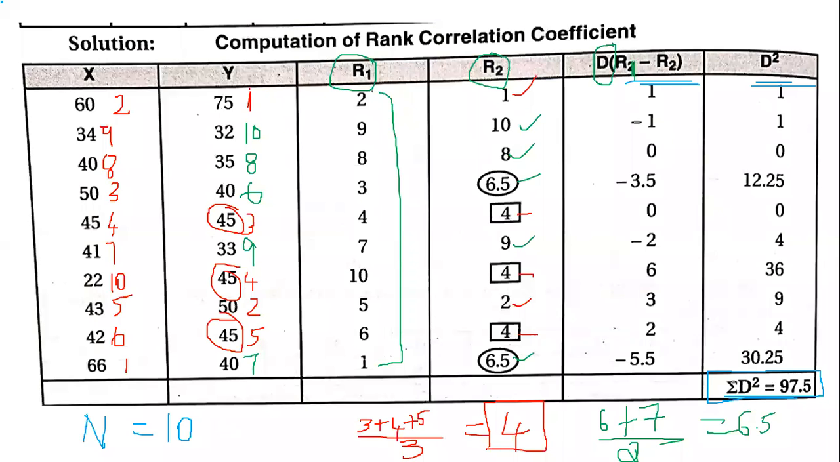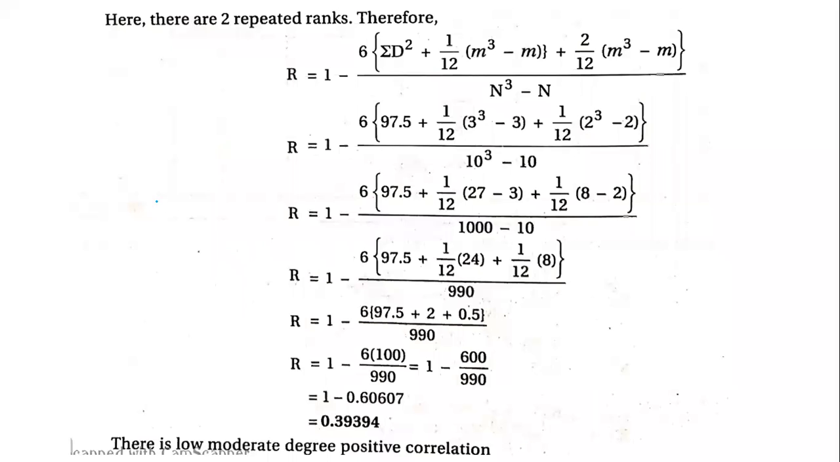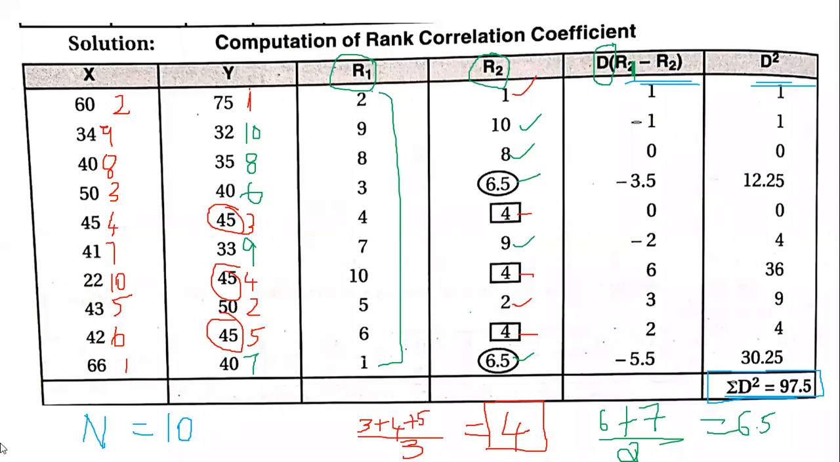Now let us go on and apply all this in the formula and calculate the correlation coefficient. Now if you go back to the problem and check, how many repetitions did we have? Can anybody say how many times the numbers were repeated? How many repetitions are there in the problem? X and Y both together.